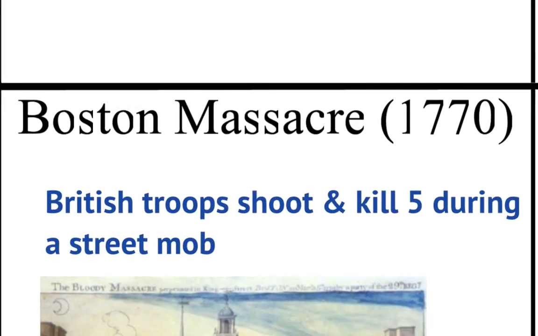Then we have what's called the Boston Massacre, and this is not a tax. This is a huge event that, with a lot of propaganda, is exposing some of the hatred that the colonists are starting to develop for the English. This happens in 1770, obviously in Boston, and the British troops shoot and kill 5 colonists during a street mob. Or that's at least what the colonists want you to think.